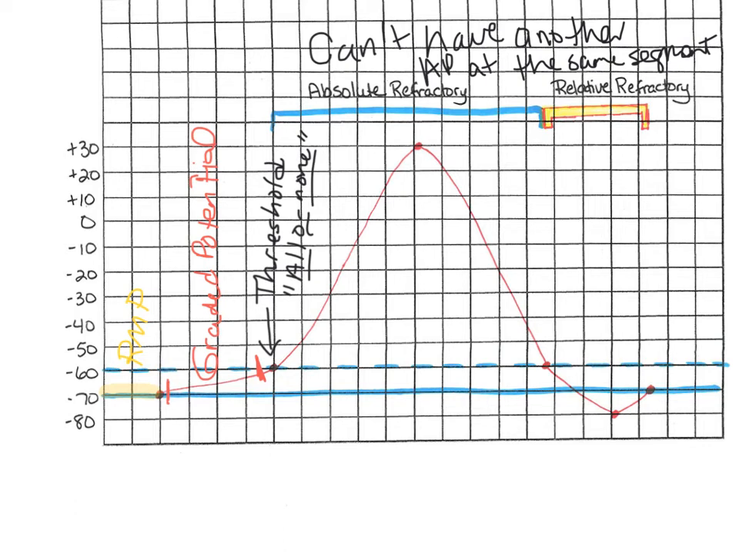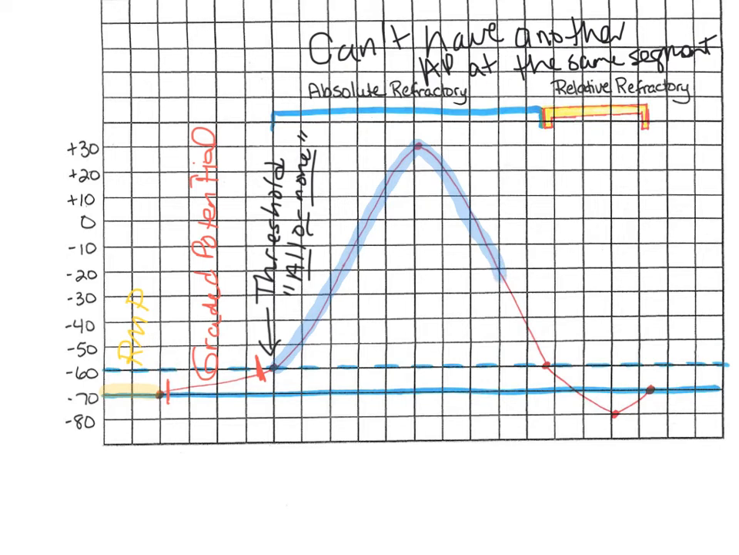we hit threshold and the voltage gated sodium channels open up, and so we're getting depolarization. Another action potential cannot occur right there. Why? Because the sodium channels are already open. You're not going to open any more. It's only going to go up as high as positive 30. You're not going to get another action potential right there. Not going to happen. Then the sodium channels close and potassium channels open. Potassium starts to move out of the cell and you start to repolarize.